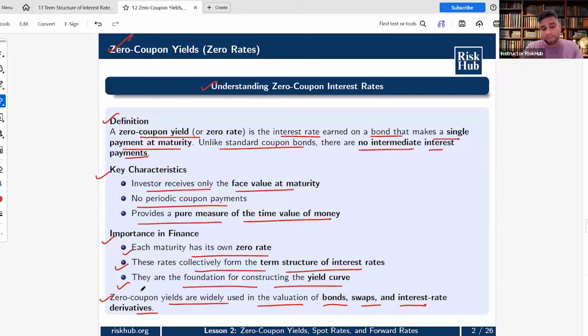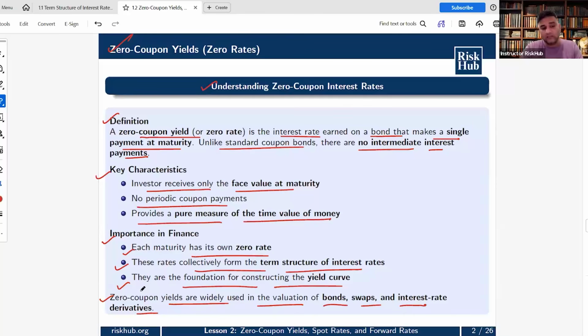So, new terms which are coming here. One is the zero coupon bond, a bond that pays one cash flow at maturity and nothing before. Zero coupon yield, also zero rate, the annual return earned on that single payment. Face value, the fixed amount paid at maturity. Coupon is the periodic interest payment. A zero coupon bond has none. Term structure of interest rates, the full set of zero rates across all maturities. Yield curve is the graph of those rates against maturity.